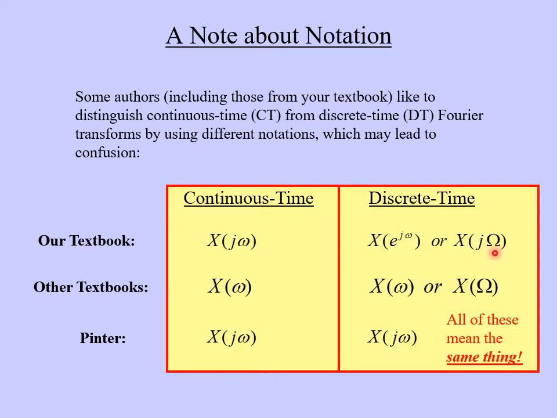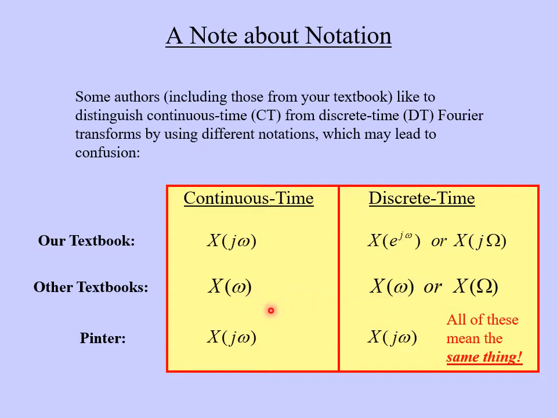Now, why do they use this notation? We'll find out very soon, when we start doing examples, that in discrete time the Fourier transforms often have factors of e to the j omega in them. That's why they use that as the argument of the function. However, in other textbooks or online sources, you'll see that they just call it x of omega, and that makes perfectly good sense too, because remember, this is a function of frequency.